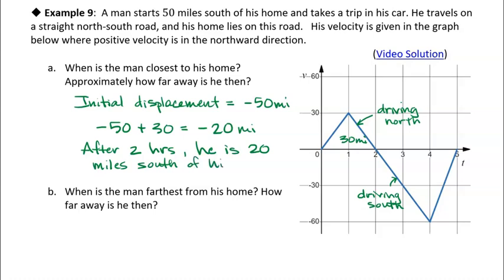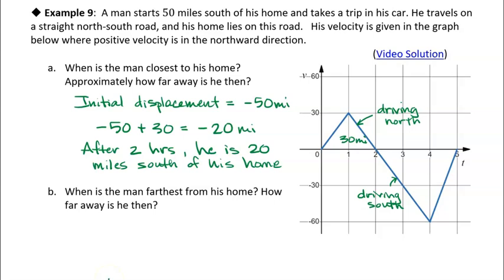Okay, so for the first 2 hours, he's always driving north, right? He's speeding up, his velocity is increasing for the first hour, and then his velocity is decreasing for the second hour, but he's still going north until you get to 2 hours. Then he slows down, and then he's driving south. All right, so when is the man farthest from his home?